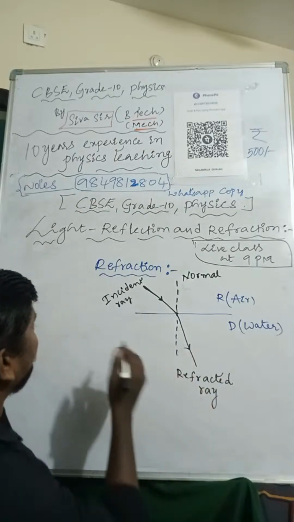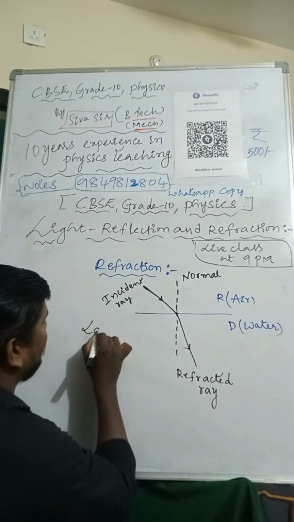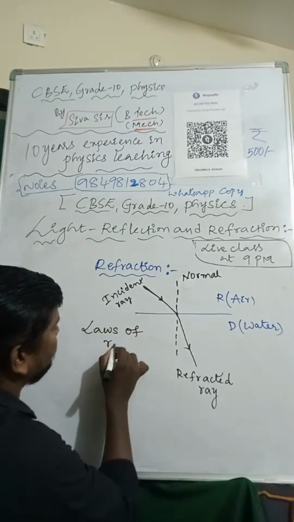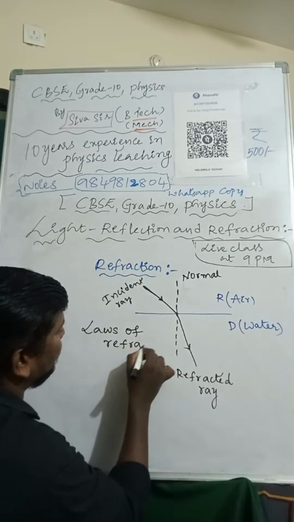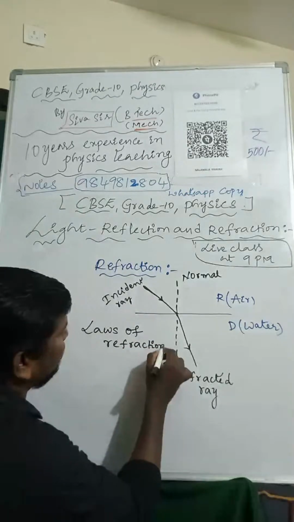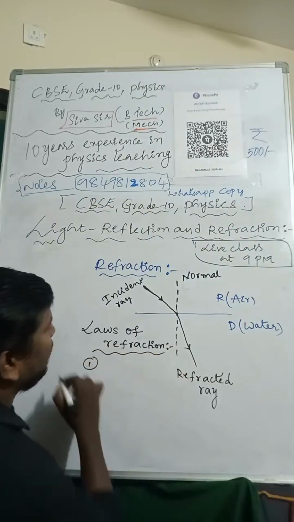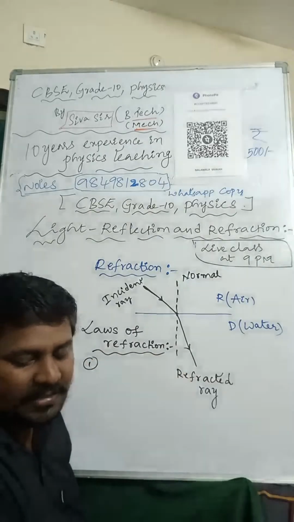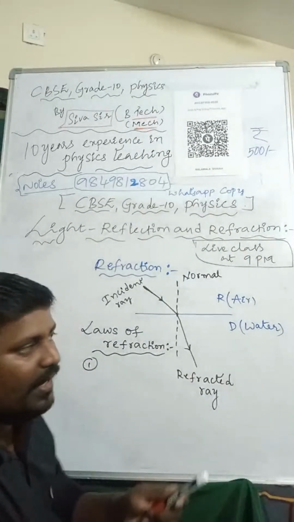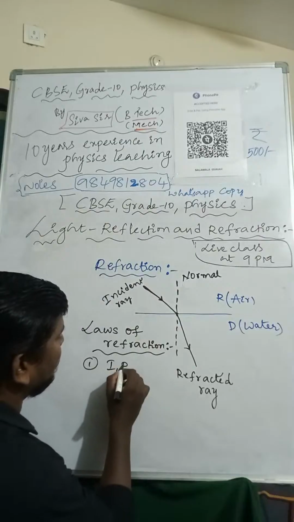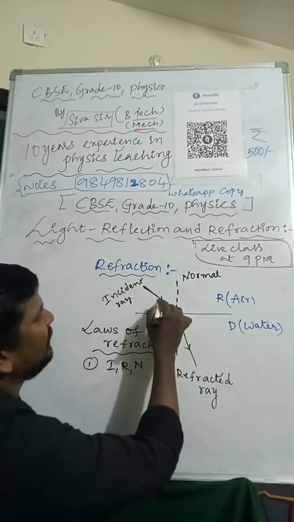And the laws of refraction. There are two laws. Point number one: the incident ray, refracted ray, and normal line.